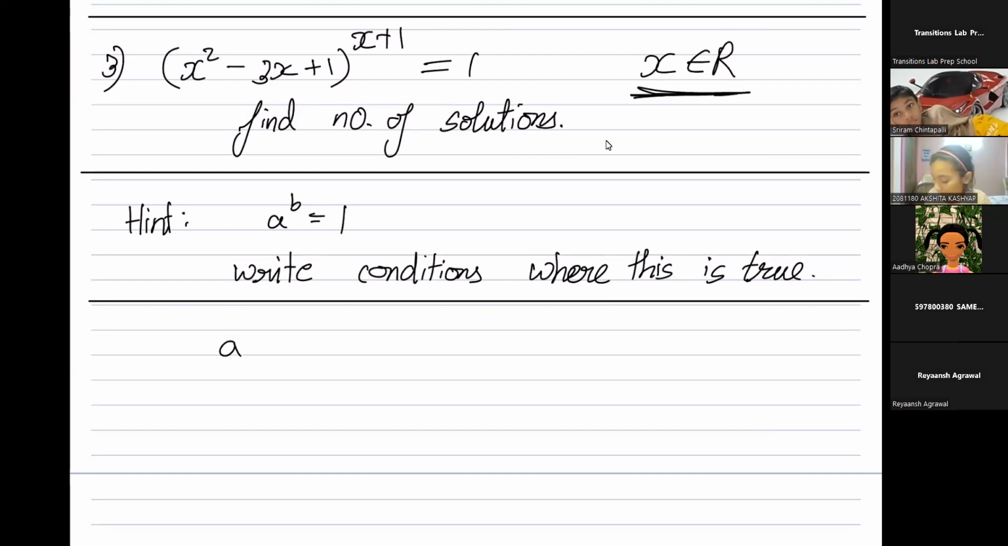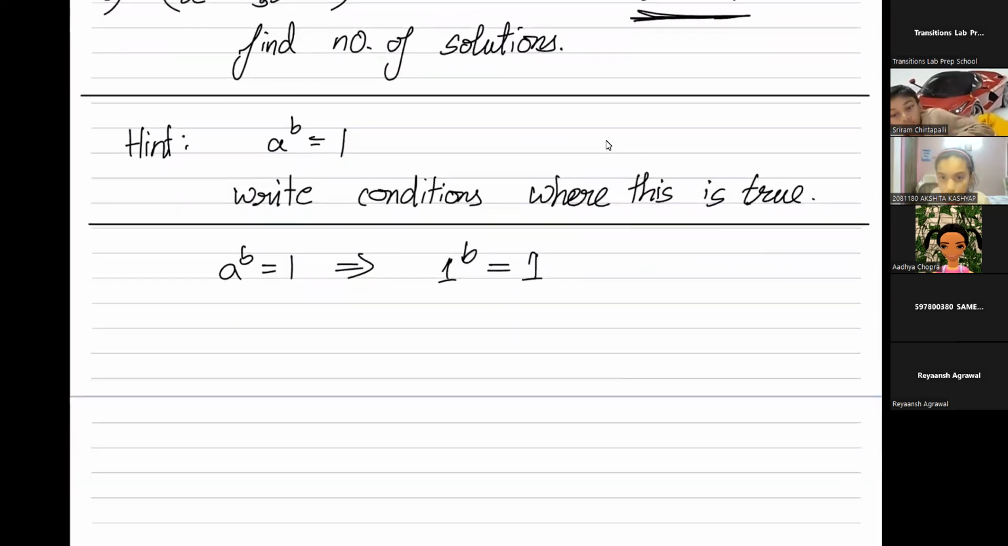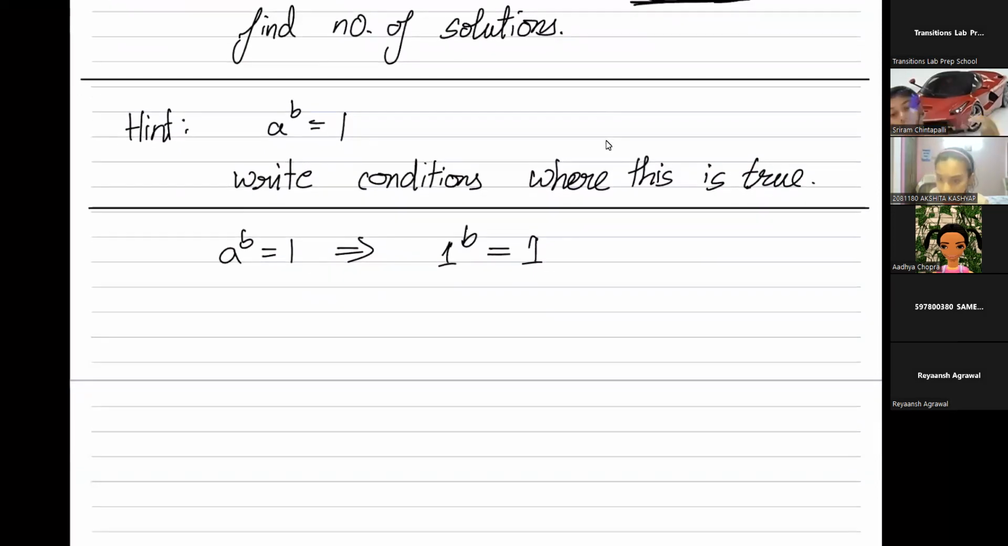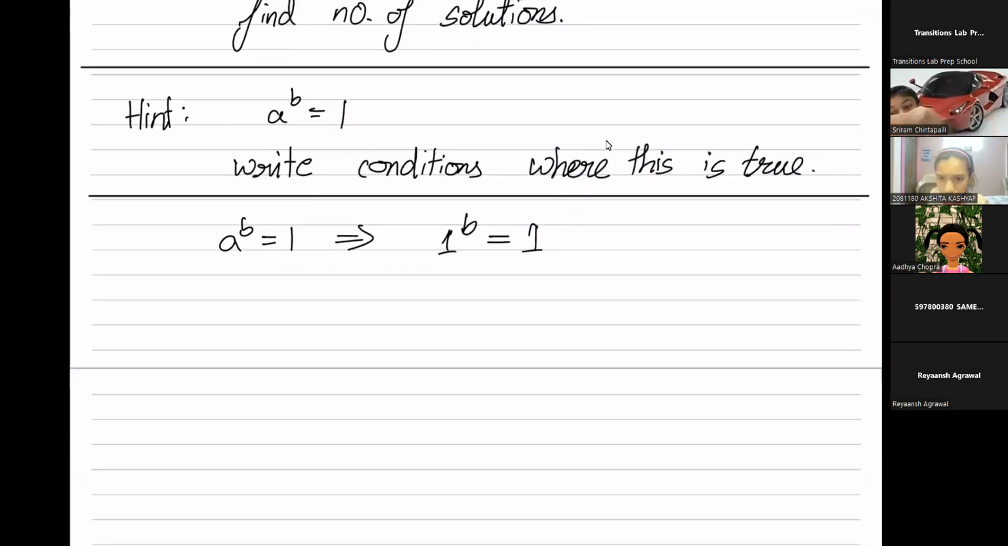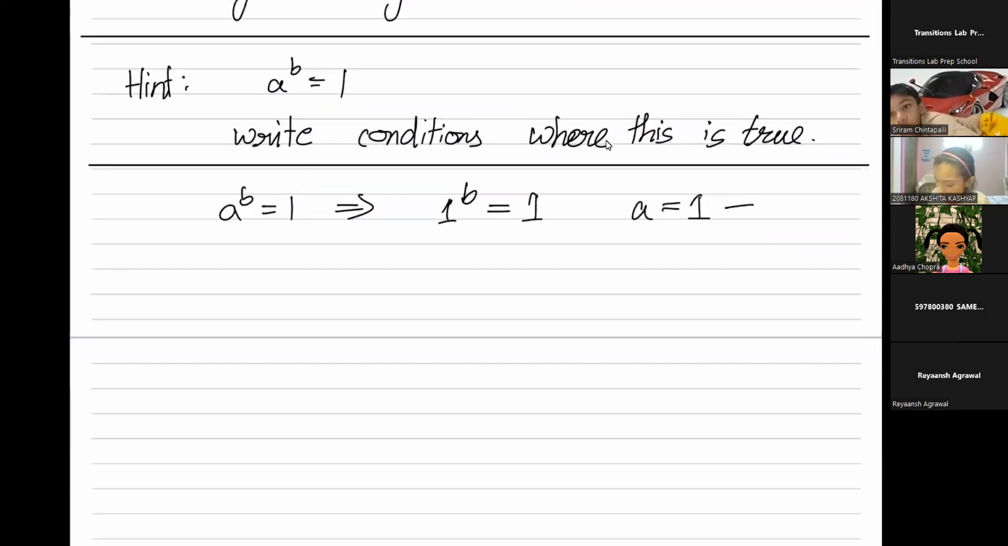Okay, so a to the power b, this has multiple conditions where this can be true. We can have 1 to the power b equal to 1, correct? So a equals 1, or the minus 1 case, with b equal to 0. One second, don't interrupt me while I'm speaking. I know you guys know the answer. Okay, so this has a equal to 1. This is our condition 1. And we don't really care about what b will be.